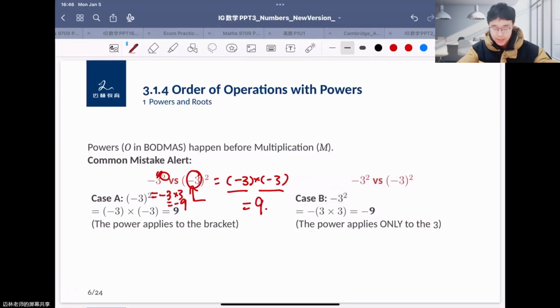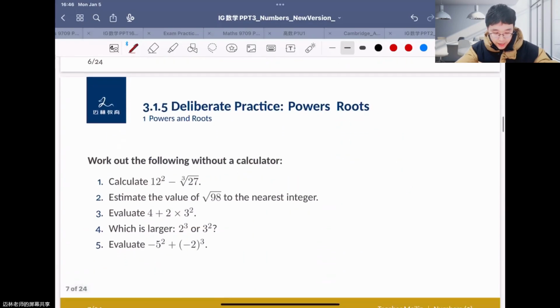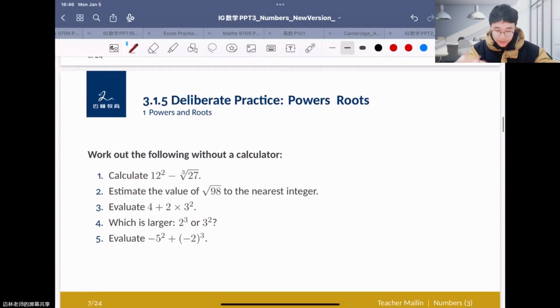Okay. So here we can set this as case A and just calculate it. And if you have -3 squared versus (-3) squared, also calculate this way, and you can find the final answer is 9 for one and -9 for the other. Totally different. And here is some practice for you to do. Can you try to solve these problems, please? I guess it's not very difficult for you.